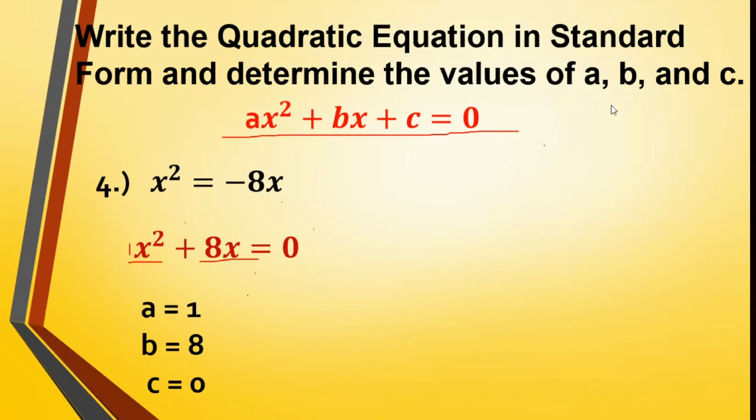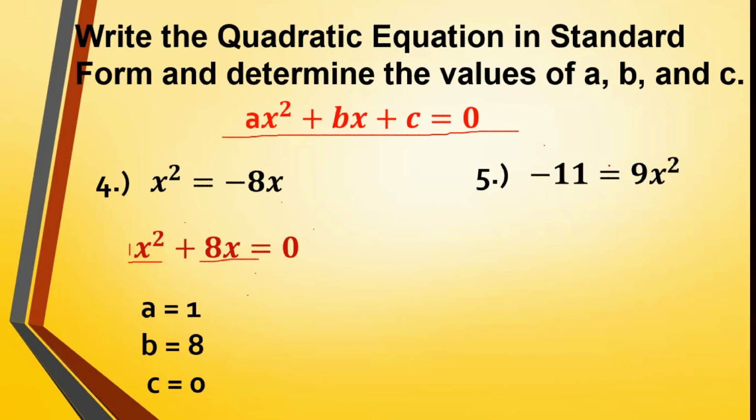Okay, so any question about sa example number 4? Wala po. Kung walang question, ayan, let's proceed sa example number 5. And for the example number 5, we have here negative 11 equals 9x squared. So, equation po siya, but hindi po siya standard form. So, ano po ang gagawin natin to make it as a standard form po?